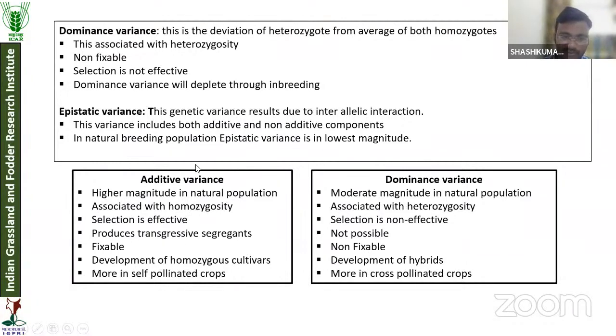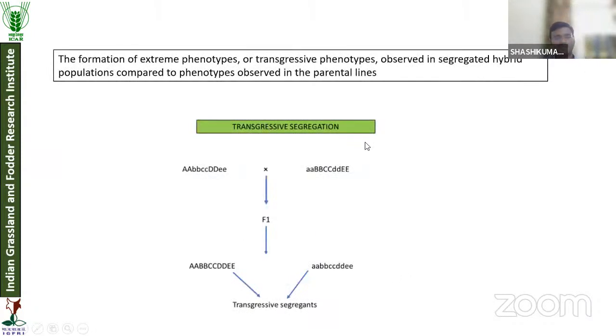When the additive variance is more for a trait of interest, you go for development of homozygous cultivars. But when the dominance variance is more, you go for development of hybrids. Additive variance is found in higher magnitude in self-pollinated crops, and dominance variance in cross-pollinated crops. So this brings us to transgressive segregants.